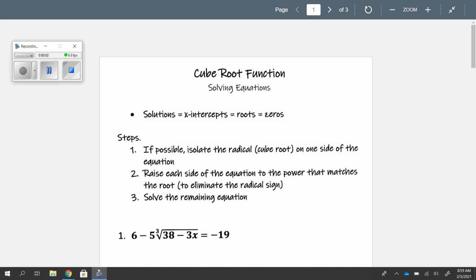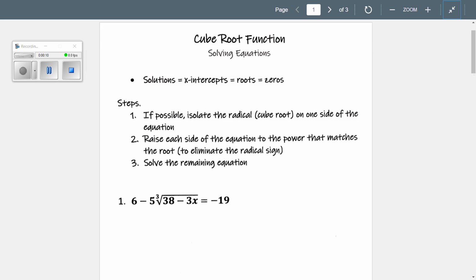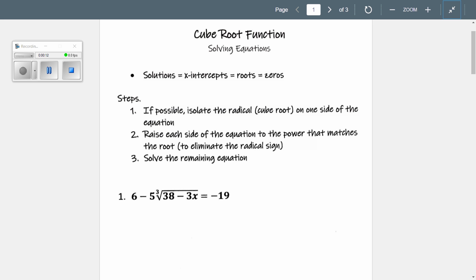Alright, today we are doing cube root function, solving equations. Yesterday we did square root, so of course we finish it out by doing cube root, okay? It says solutions equal x-intercepts equal roots equal zeros. They all mean the same thing, okay? So if it says find the solutions, or find the x-intercept, find the roots, or find the zeros, they mean find the same thing, which means solve for it.